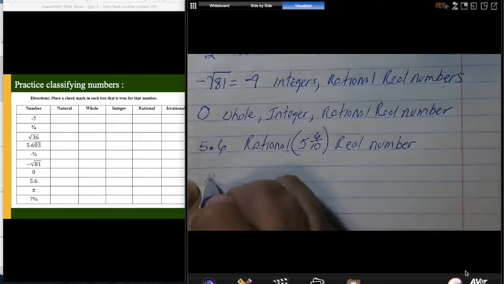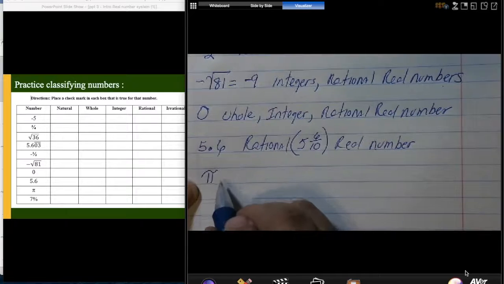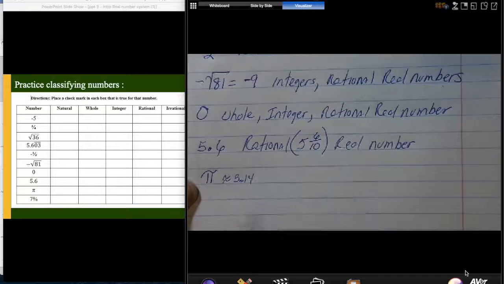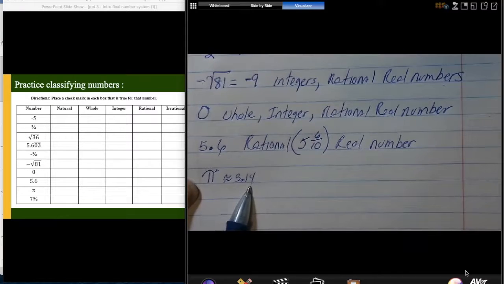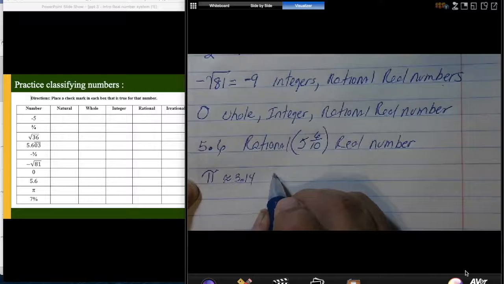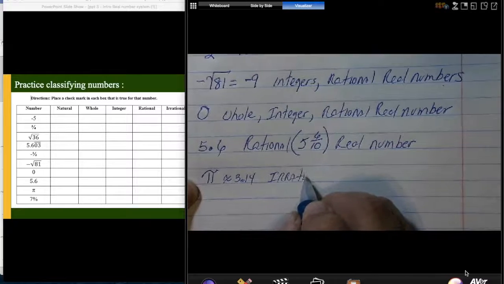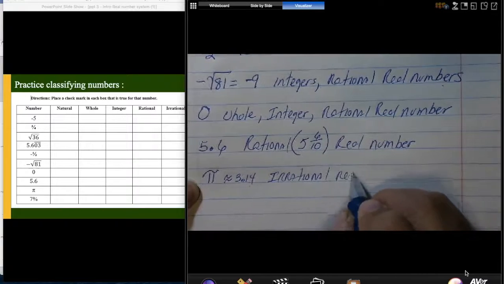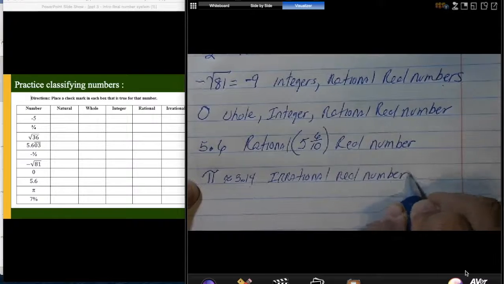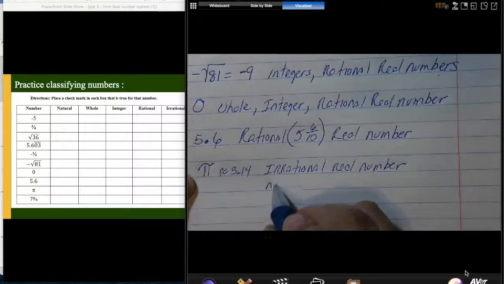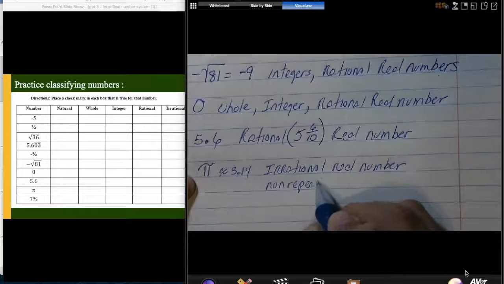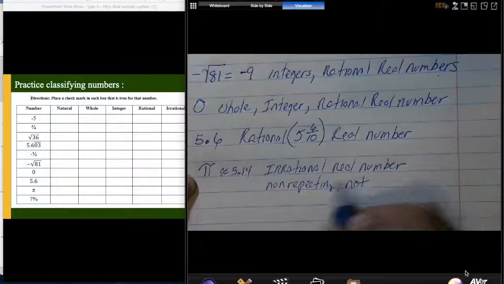The next one is pi. Now remember that pi is approximately 3.14. Now it is not exactly 3.14 because it keeps on going and keeps on going. So notice how I put the little wavy signs because it is not equal to 3.14, it's close. So pi is an irrational real number. What makes it irrational is that it is a non-repeating, non-terminating decimal.